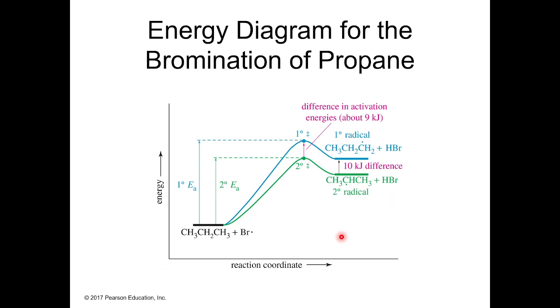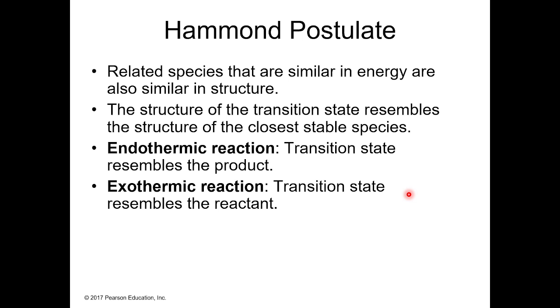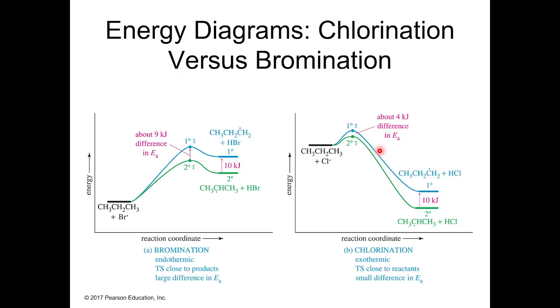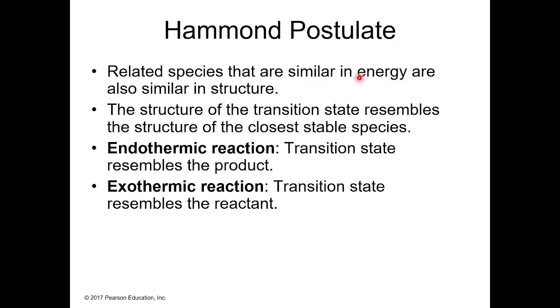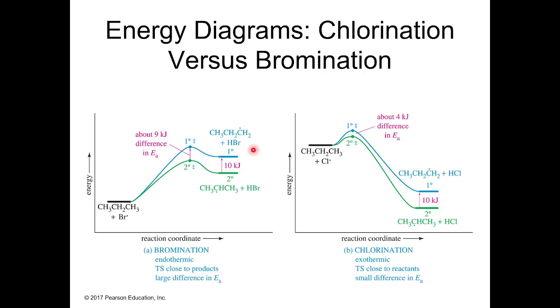Okay. So again, this is going to give us a Hammond postulate. Related species that are similar in energy are also similar in structure. The structure of the transition state will resemble the structure of the closest stable species. Endothermic reactions, the transition state resembles the product. Exothermic reactions, the transition state resembles the reactant. So this right here is actually going to demonstrate the Hammond postulate. Okay, so in this case with the bromination, what energy difference are we closer to?